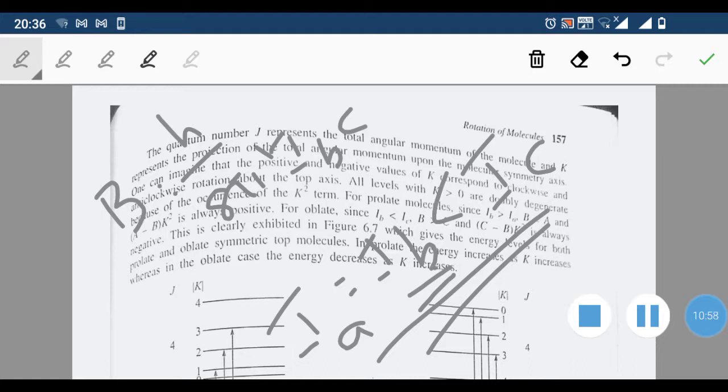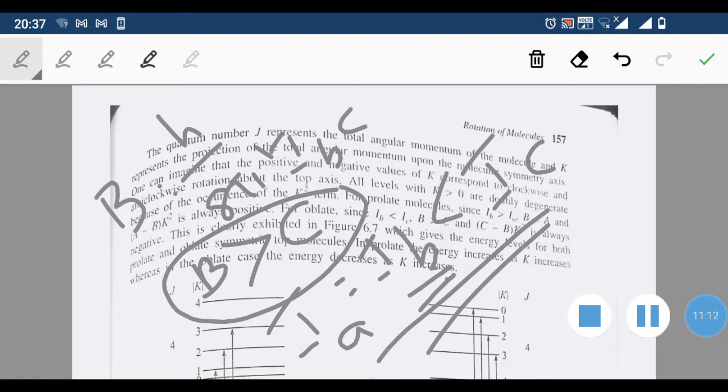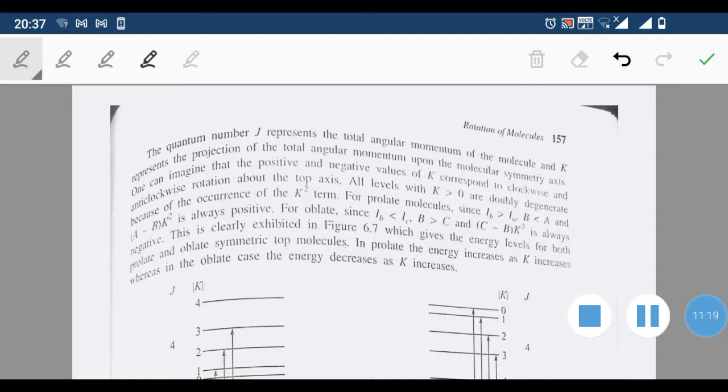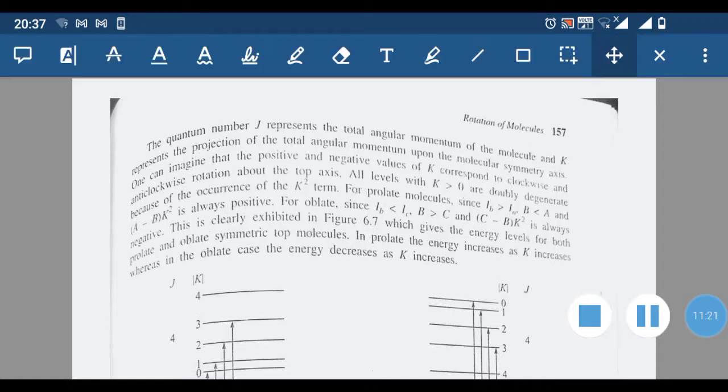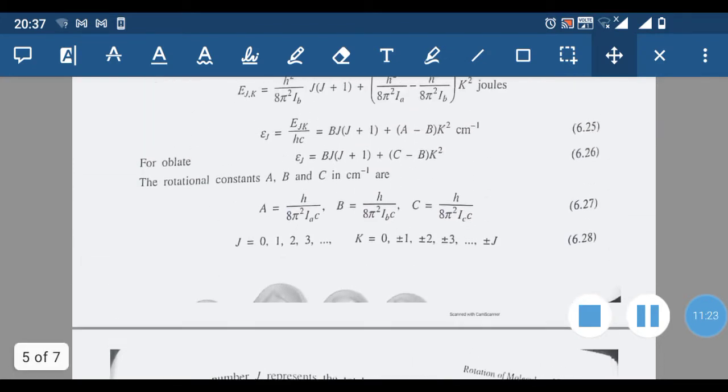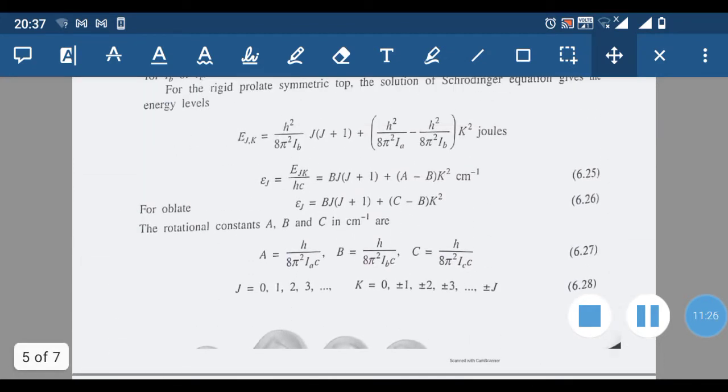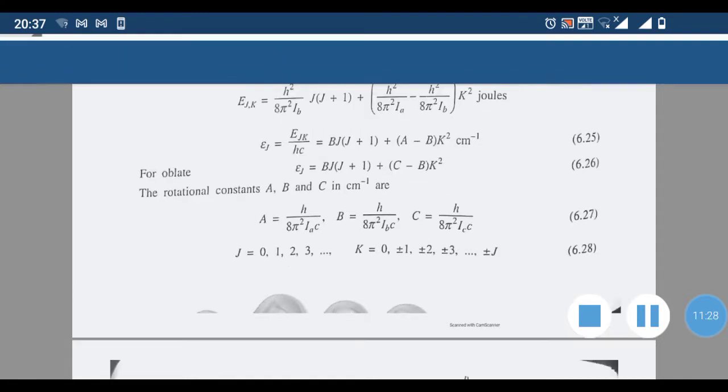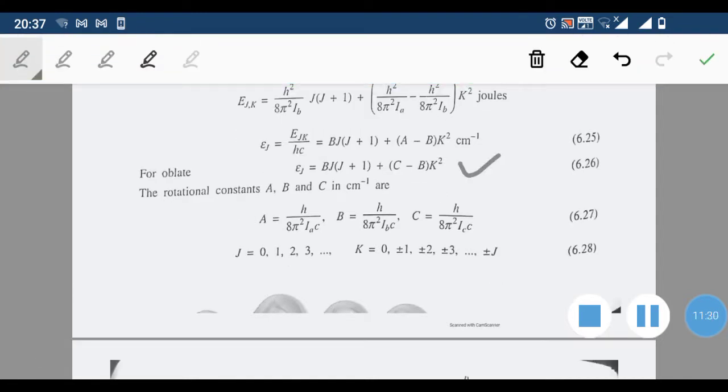Since here IB is less, B will be greater. B will be greater than C in the case of oblate symmetric top molecules. So this you have to remember, that is B is greater than C in this case of oblate symmetric top molecules. Now we can come to the case of energy. So energy value is given by this expression, that is BJ into J plus 1 plus (C minus B) into K square.